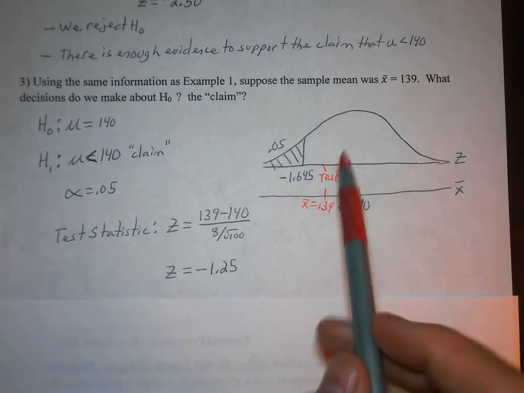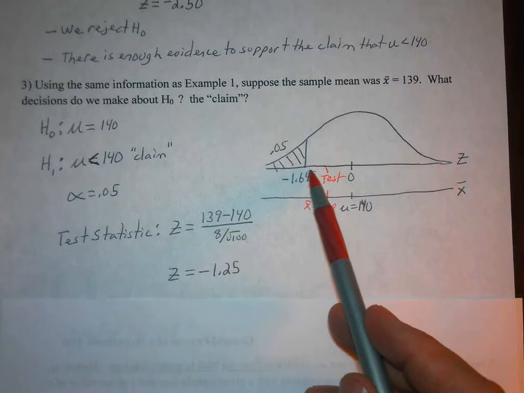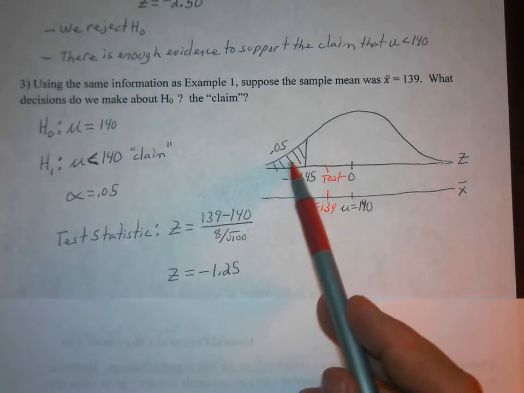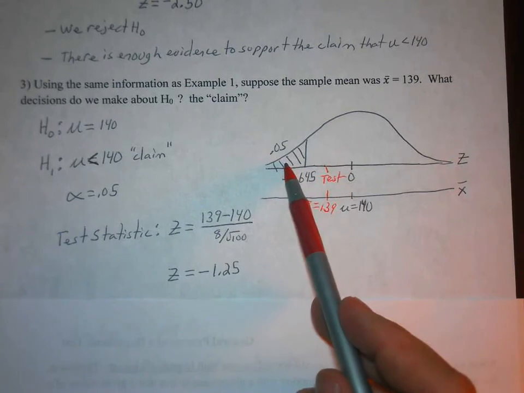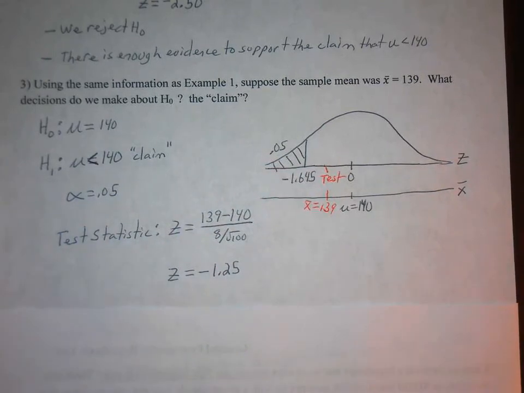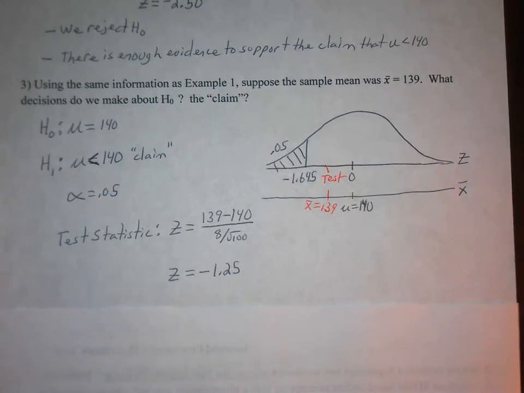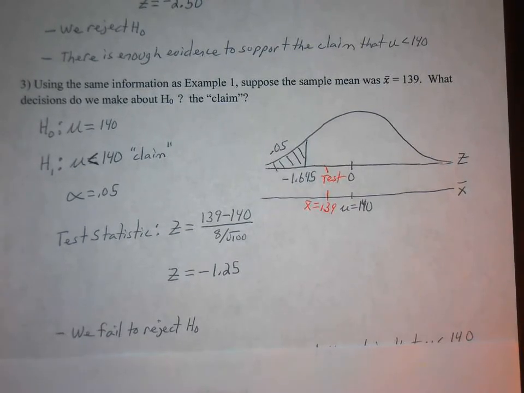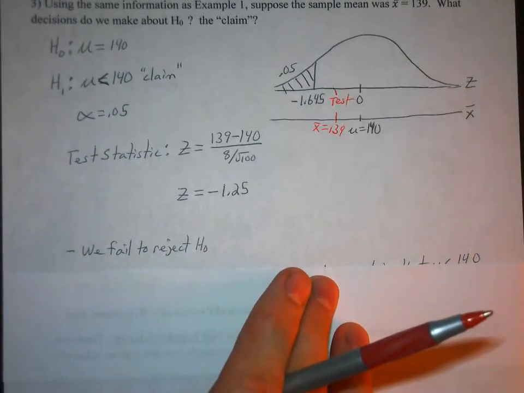Now notice that we are to the right of negative 1.645, so we are no longer in that rejection region for H0. Remember, the two decisions are to either reject H0 or fail to reject H0. If we're not in the rejection region, we are going to fail to reject H0. So there's our decision.